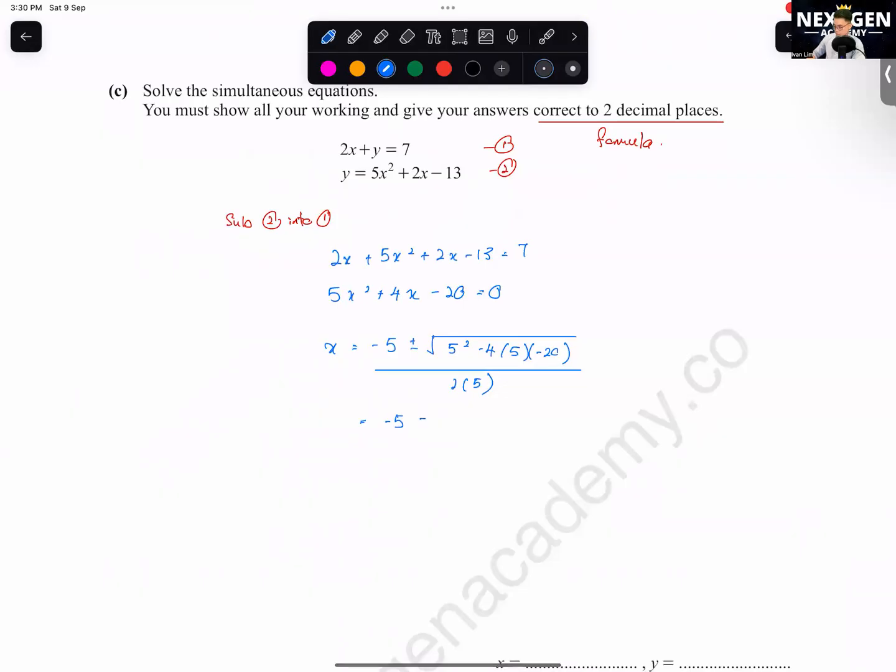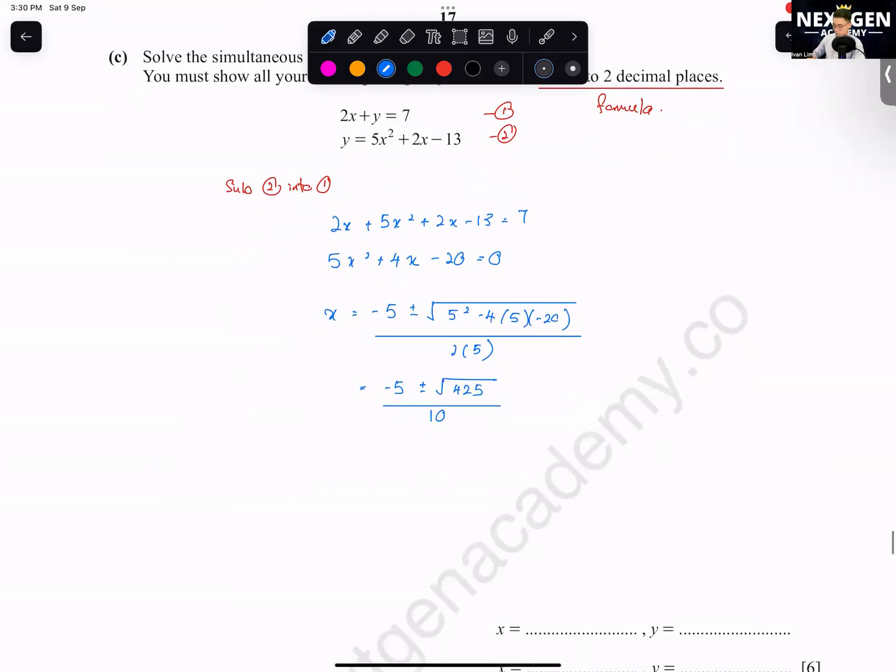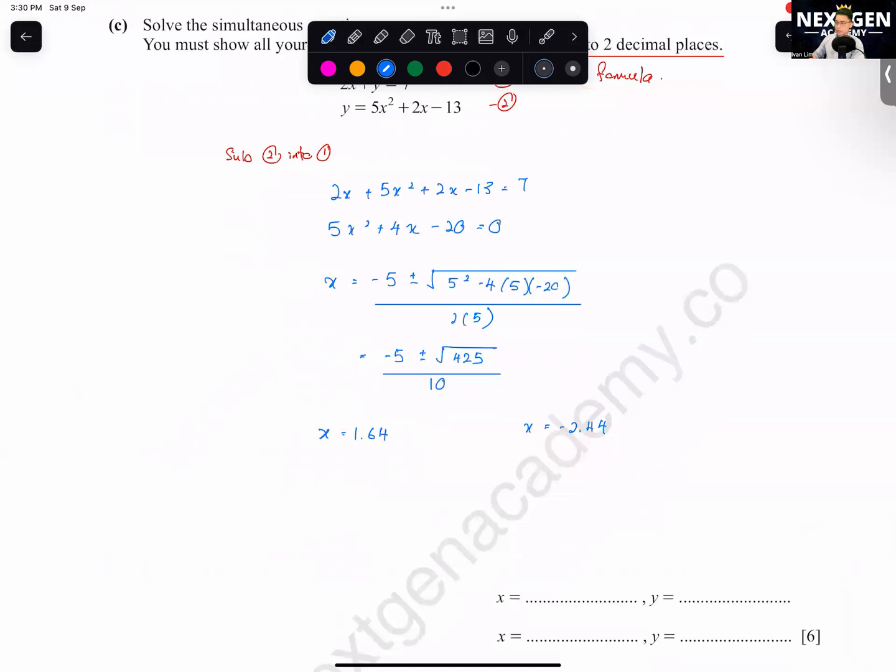Okay, here you get 425 over 10. Okay, type in the calculator. You just want to write it to 3 significant figures. So x is equals to 1.64. x is equals to negative 2.44. Okay, then now we need to sub into the y value.